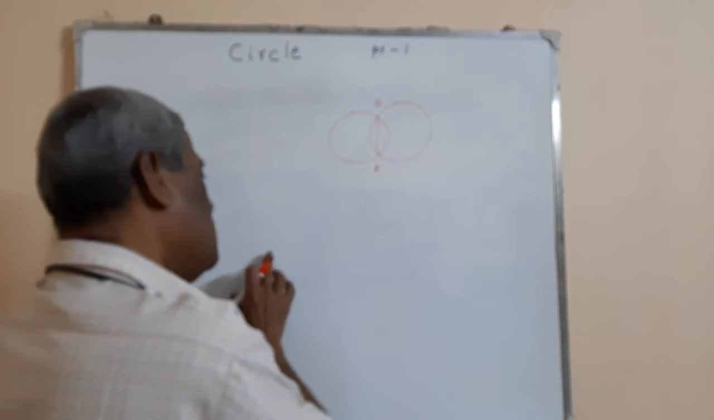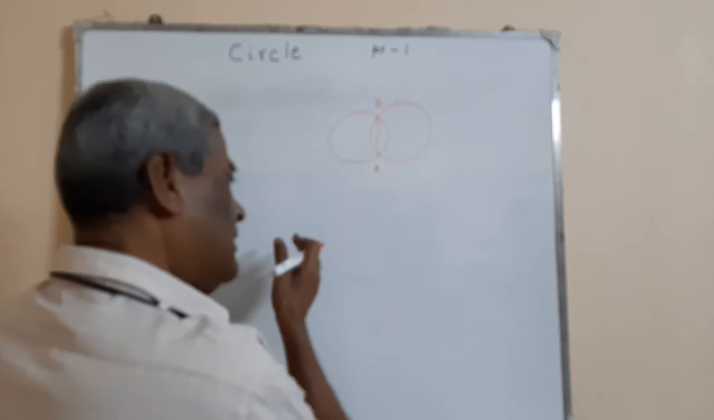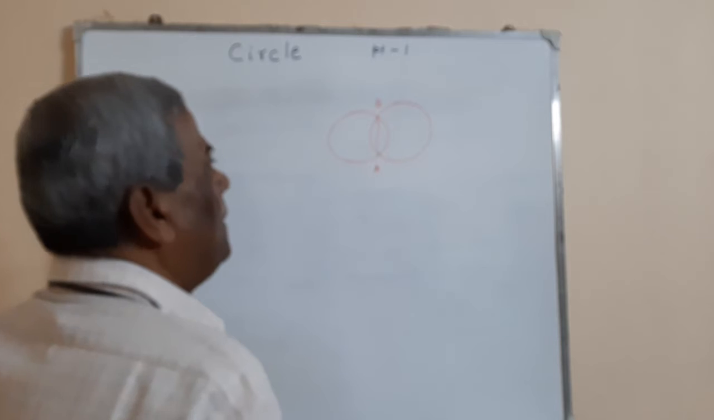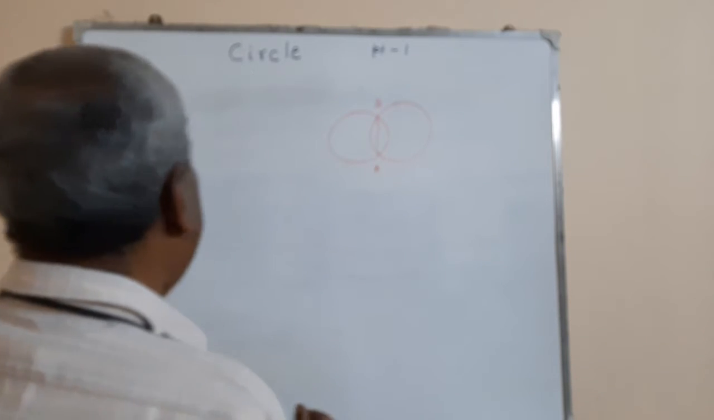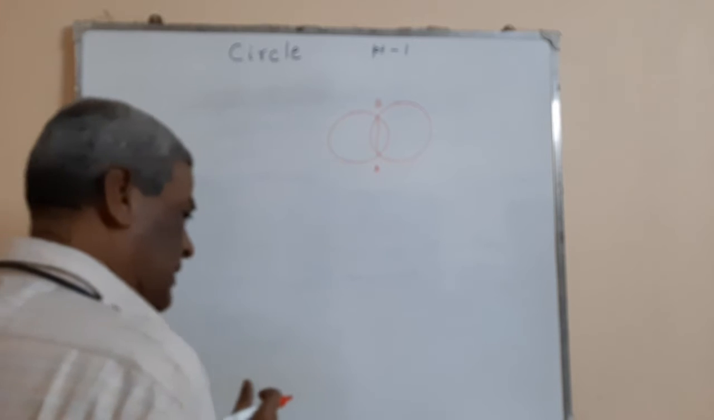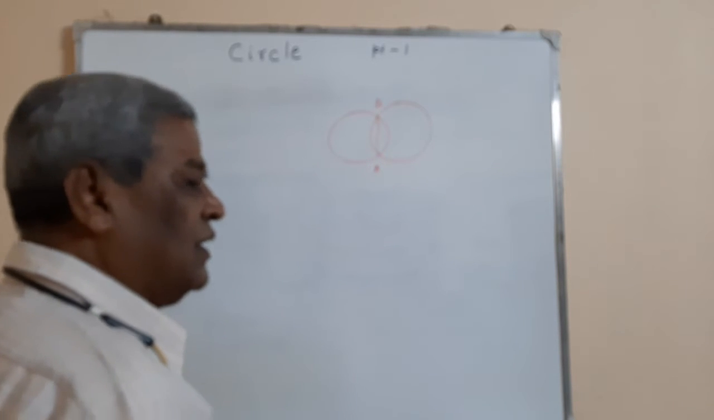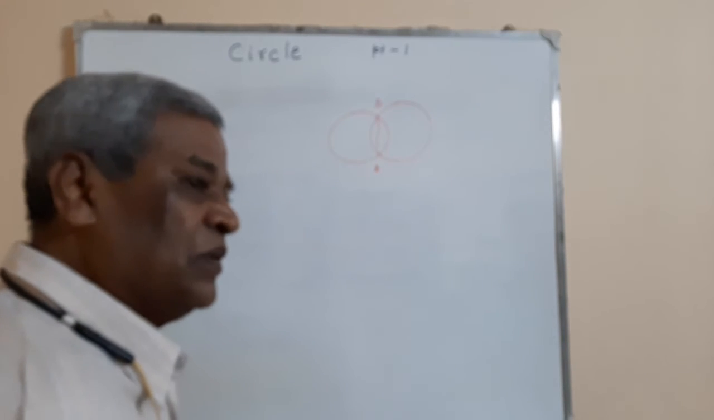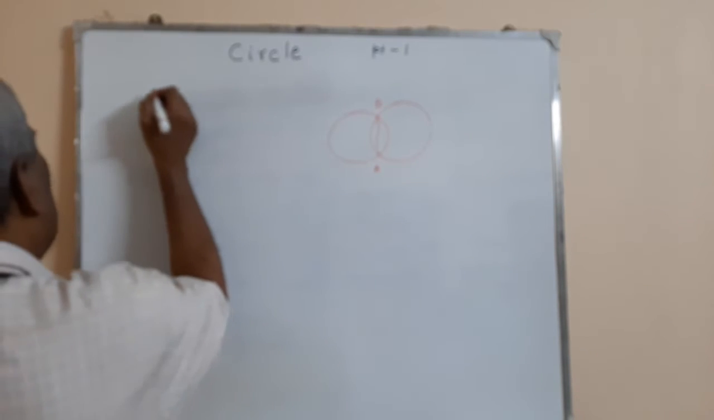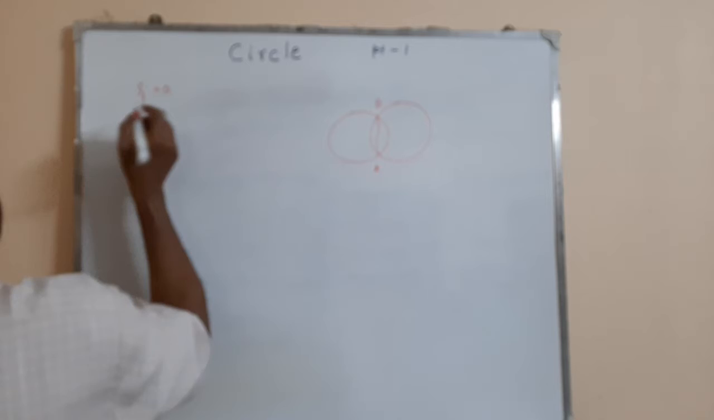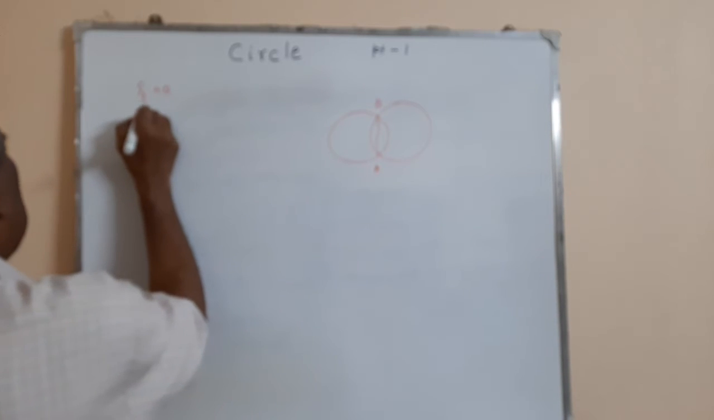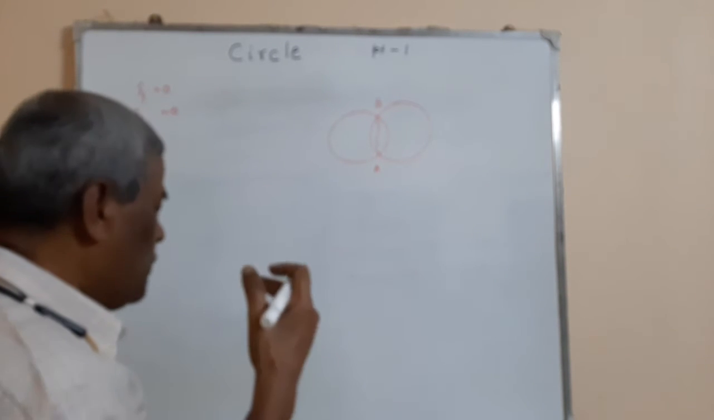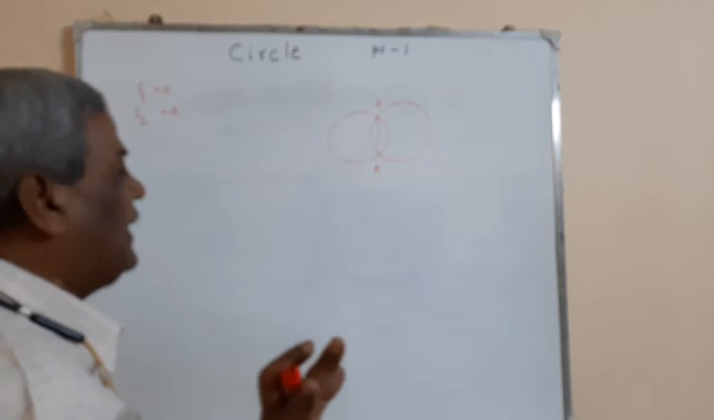So if they meet, under certain conditions they will meet, in that case the equation of the common chord AB can be obtained. First, make the equations of the two circles such that the coefficients of x square and y square of both circles are the same. Suppose S1 equal to 0 is the equation of the first circle, and S2 equal to 0 is the equation of the second circle. Mind that in both cases the coefficient of x square, and obviously y square, must be the same.